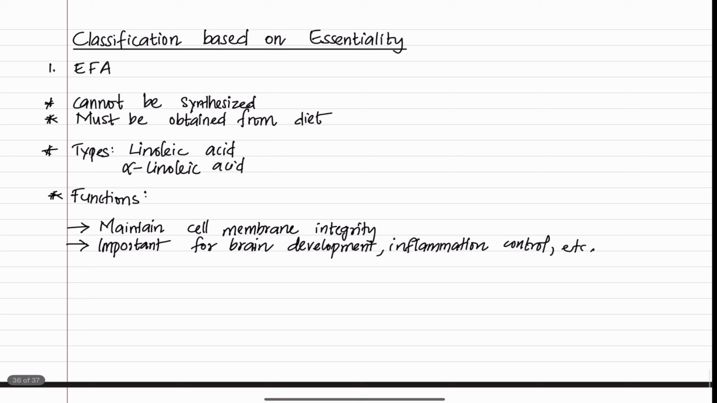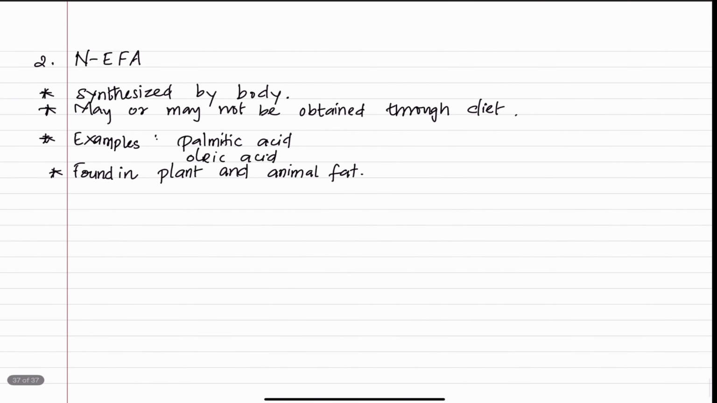Last one was classification based on essentiality. Essential fatty acids are fatty acids that are not synthesized in the body. They need to be obtained through diet. Some examples include linoleic acid and alpha-linoleic acid. Some functions of essential fatty acids include maintain cell membrane integrity and important for brain development, inflammation control, etc. Non-essential fatty acids are fatty acids that are synthesized by the body from other molecules. They may or may not be obtained through diet, even though they are important. Examples include palmitic acid and oleic acid. They are found in plant and animal fat.